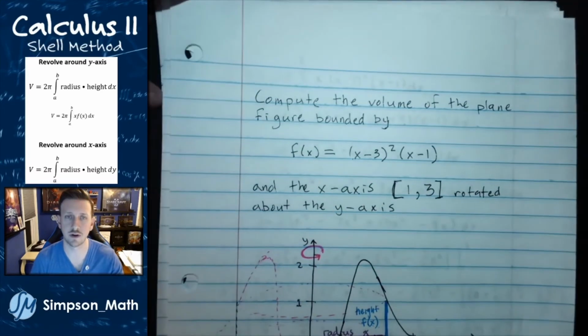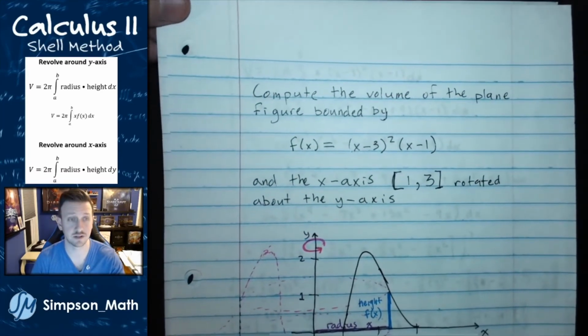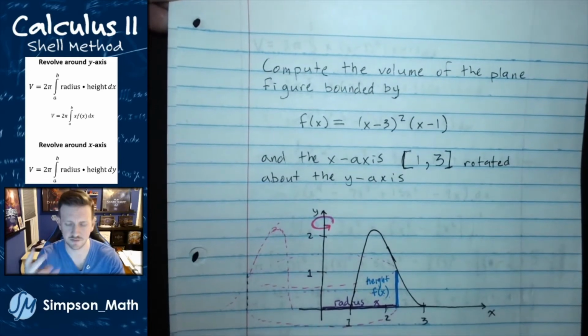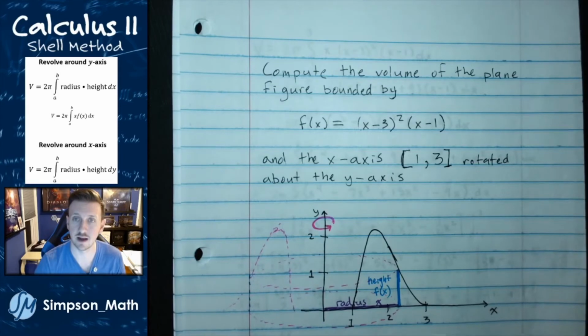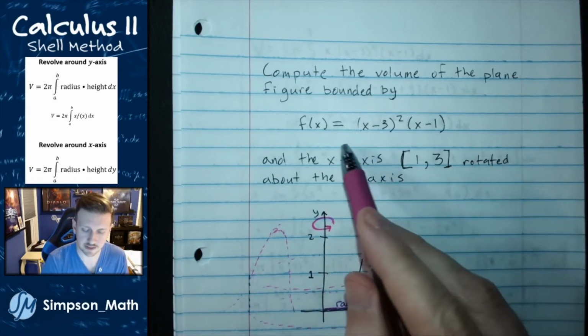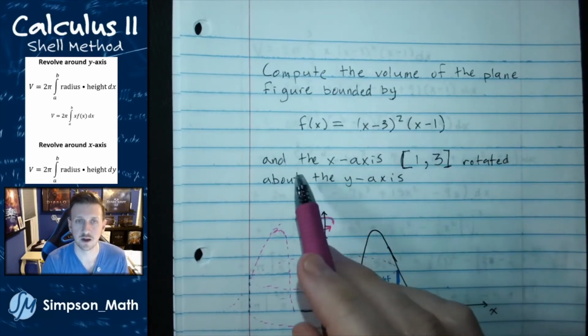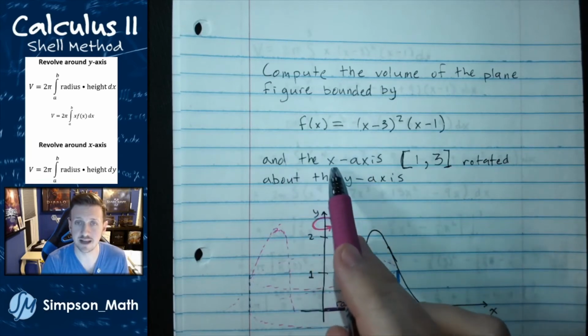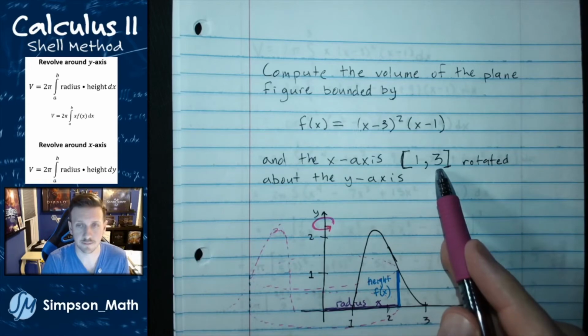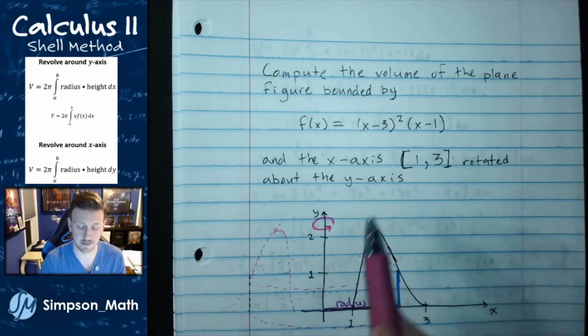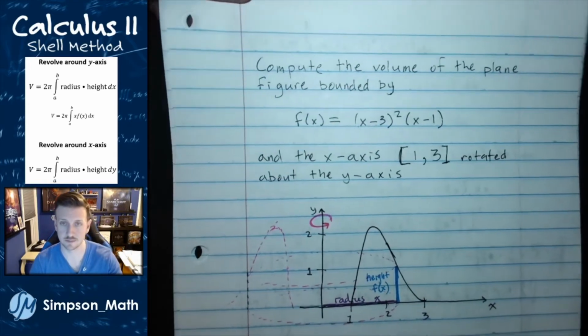Alright, so we're going to compute the volume of a plane figure bounded by that function we just saw. It did switch the two factors, but same difference. So (x − 3)² and then (x − 1). So there's our function, bounded by this function and the x-axis on the interval from 1 to 3. And then we're rotating it about the y-axis.